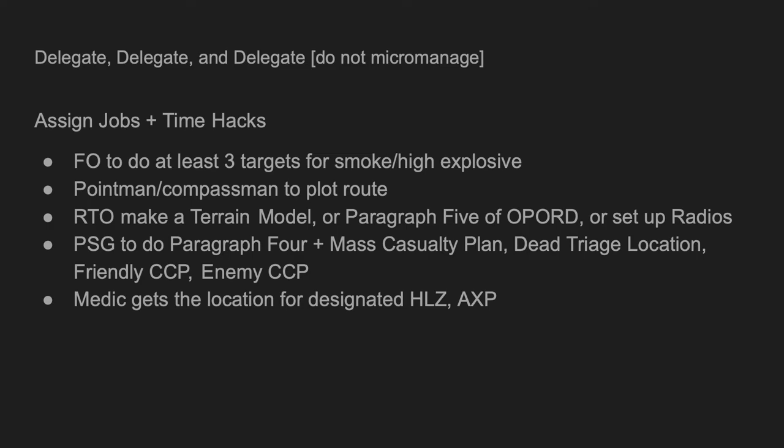And then the friendly CCP: let's say you have a rolling CCP 50 meters behind the element, right behind you guys. Then make sure you're separate from the enemy CCP, because maybe they have the same clothes, the same uniform as us. You don't want them mixed in with the friendlies. That's going to get nasty. So the enemy CCP is probably 100 meters away from everybody else.